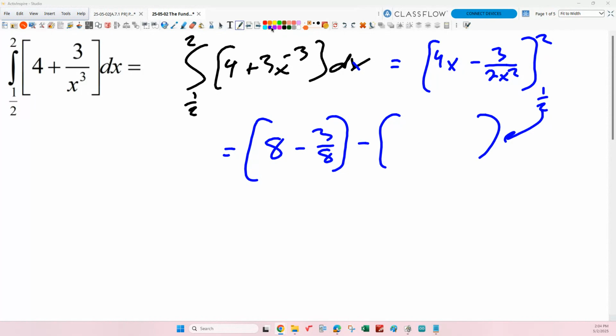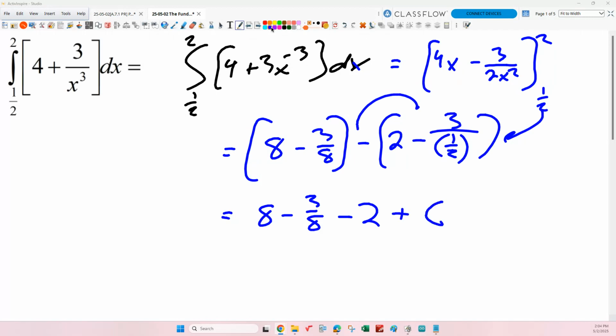4 times 1/2 is 2 minus 3 over 2 times 1/2 squared. 1/2 squared is 1/4. What's 2 times 1/4? 1/2. So in the denominator, I've got a 1/2. 3 divided by 1/2 is just 6, right? So I end up getting 8 minus 3/8 minus 2 plus 6. So what's that give us? 12 minus 3/8, I guess.